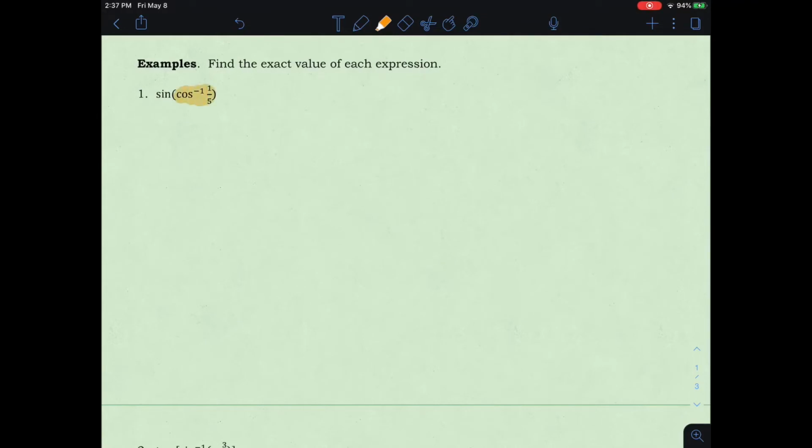So I'm going to first look at cosine inverse of 1 over 5. Now, the thing is, I don't know what the inverse cosine of 1/5 is. It's not an angle on the unit circle. But what I do know is that this is an angle nonetheless. So I'm going to call cosine inverse of 1/5 theta. And so let me just rewrite that here. And so what this tells me then is that cosine of theta is 1 over 5. And I know that theta lies between 0 and pi.